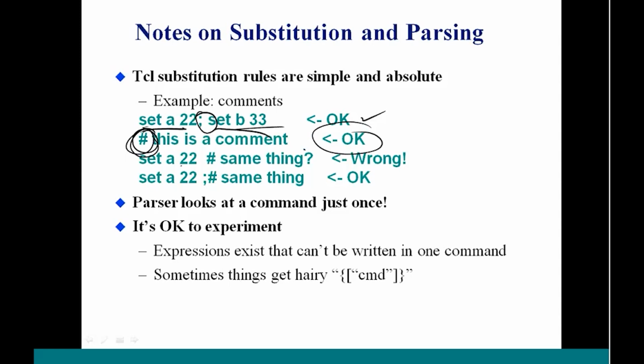Now when we say set A 22 hash, same thing, this is a wrong usage because there is no break, and basically now you can say that A is having 2 or more words, and all these are arguments, but set A can take only 2 arguments. So this is really not a valid syntax and it comes with an error. To correct this one, we need to include a semicolon in between, where we are now breaking this into 2 commands, and then the second command happens to be just a comment line.